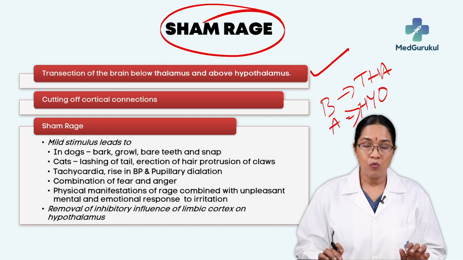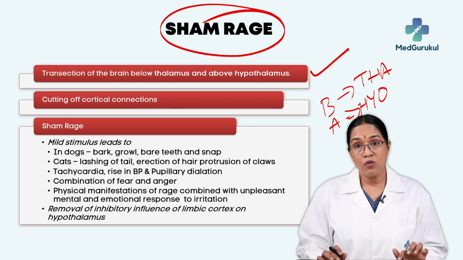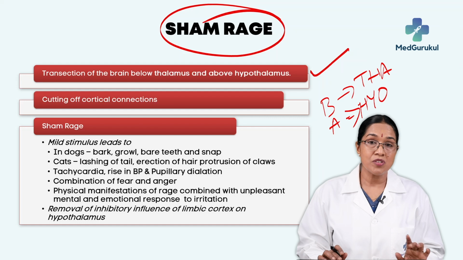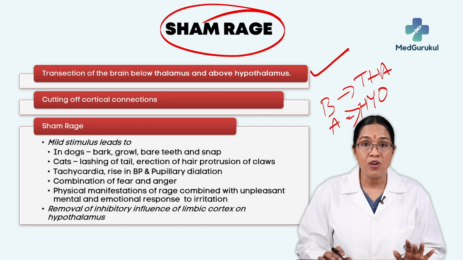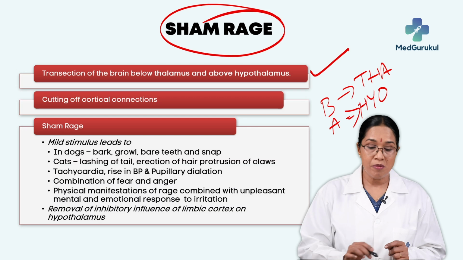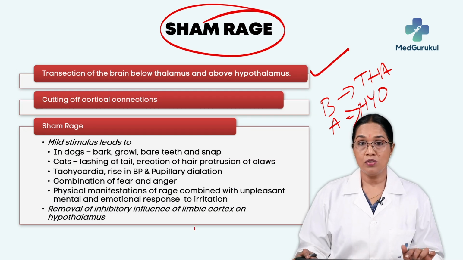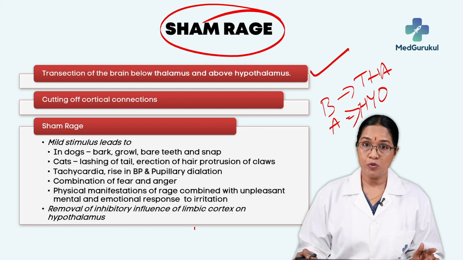And what are you trying to do? You are cutting off the cortical connections. When you are cutting below the thalamus and above the hypothalamus, the cortical connections are cut off. What happens to the animal? That was what this picture I showed you. This is a sham rage response. When the cortical connections are cut off below the thalamus, above the hypothalamus, that is when you get the sham rage response, isn't it?